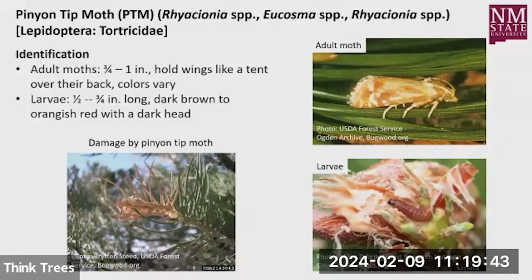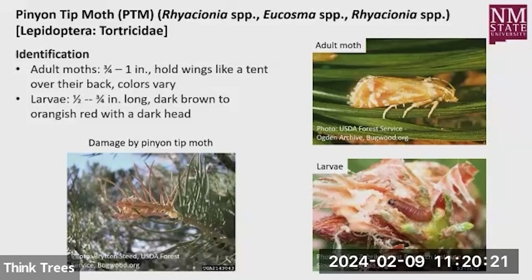So then we also have the pinion tip moth. This is a different family of moth, Tortricidae. The adults for these moths are kind of colorful, orangey. They have white scales with orange, and they hold their wings like a tent over their body. The larvae are about half an inch to 3/4 of an inch in length, and they're dark brown to orangey red in color with a dark head. They're pretty distinctive looking, and their damage is pretty characteristic.